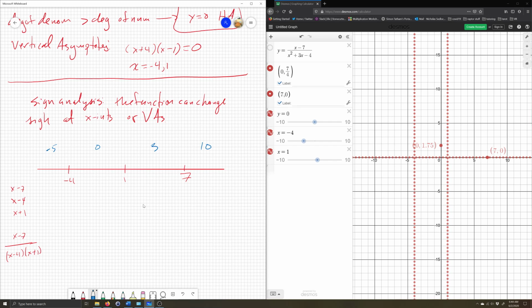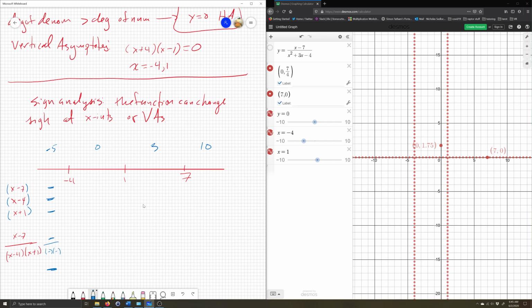And what I'm going to do is for each factor here, I'm going to figure out if it's positive or negative at this number. So if x were negative 5, x minus 7 is negative 12, which is negative. X minus 4 is negative 9, and x plus 1 is negative 4. So all three factors are negative when x is negative 5. So then this is a negative number divided by the product of two negative numbers, which is a negative number.